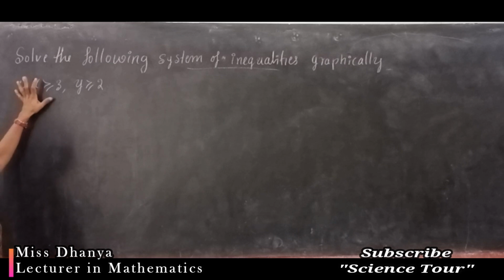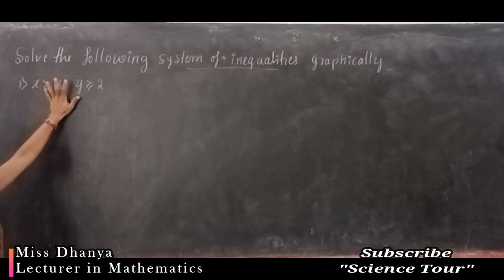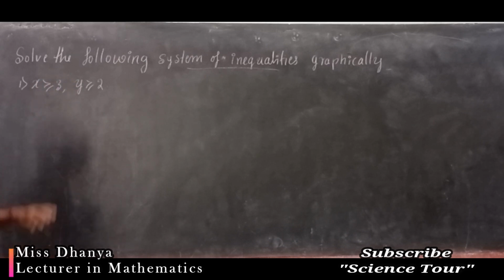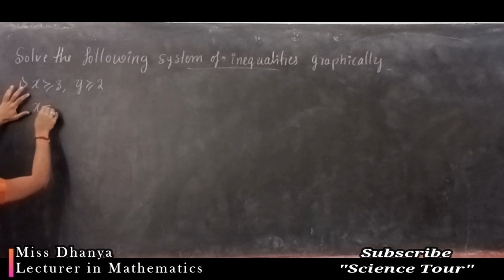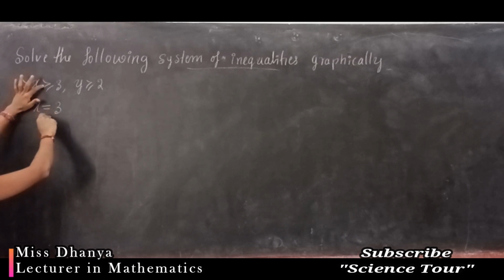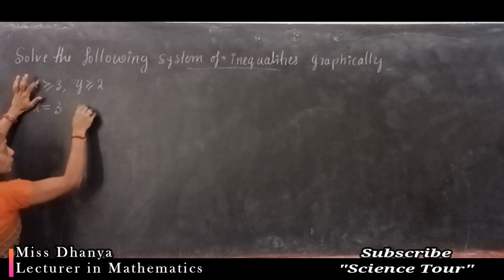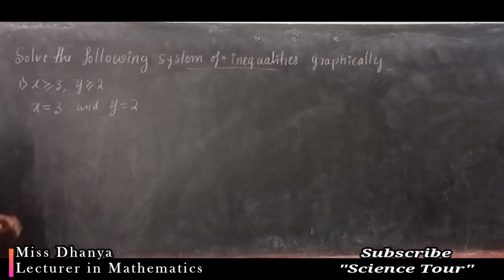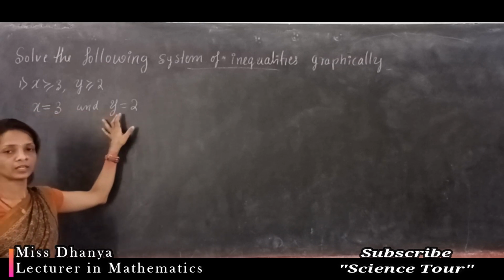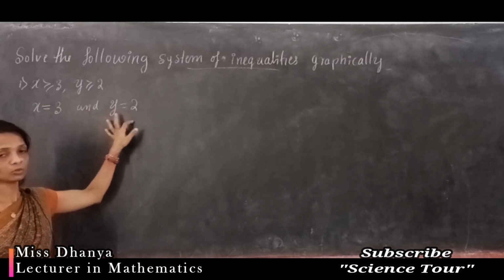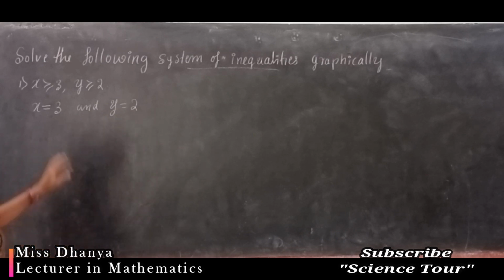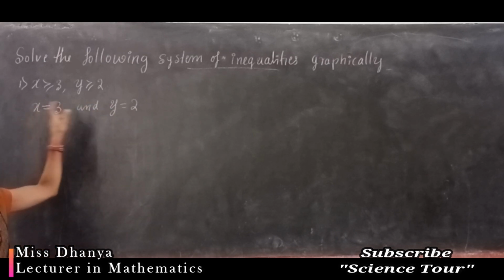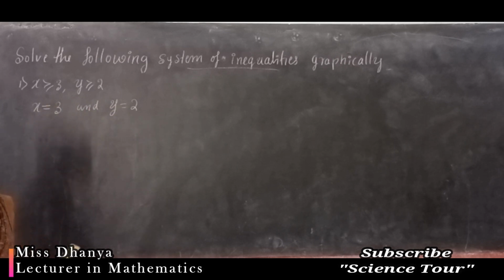So what did we do in solving inequalities? First we replaced the inequality symbol by the equal to symbol. Same thing you have to do here also. If you remove the inequality in the first, you will get x equal to 3, and in y greater than or equal to 2, if you remove the equal to symbol, you will get y is equal to 2. You know that x equal to 3 is the vertical line passing through 3 on the x axis, and y is equal to 2 is the horizontal line passing through 2 on the y axis. In the same Cartesian plane, you have to draw the graph of both the lines, x equal to 3 and y is equal to 2.